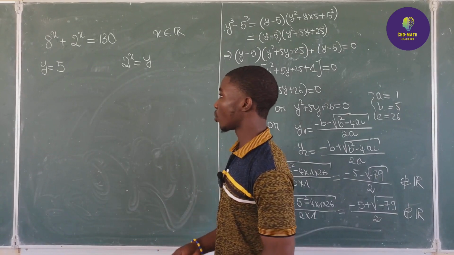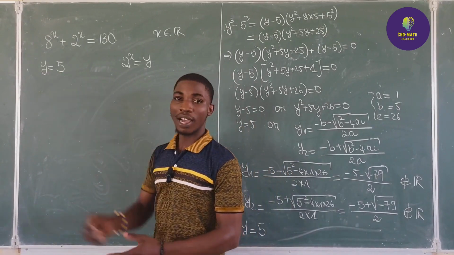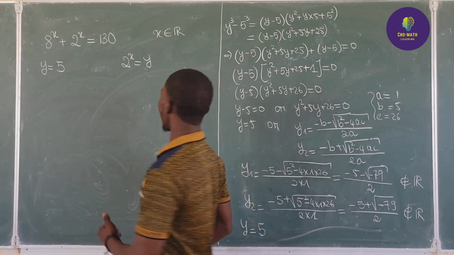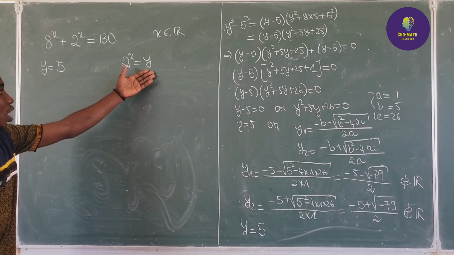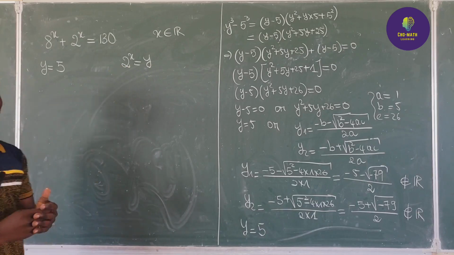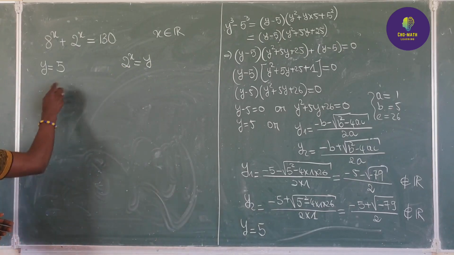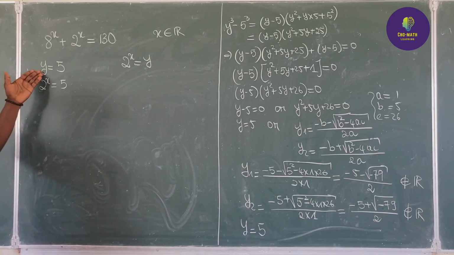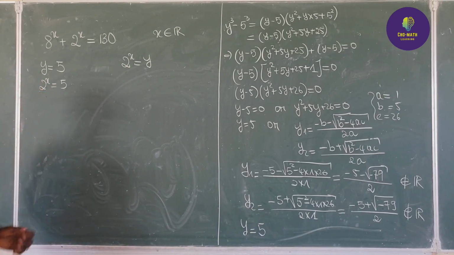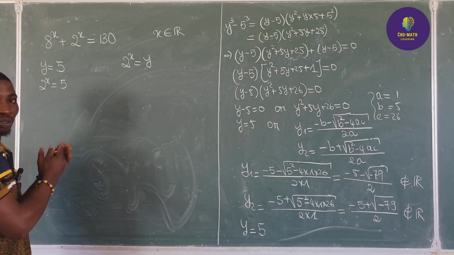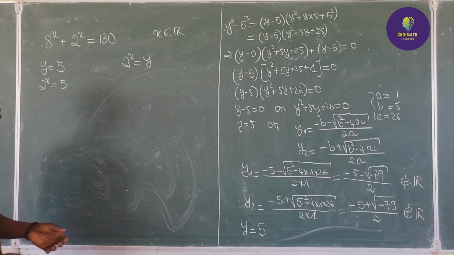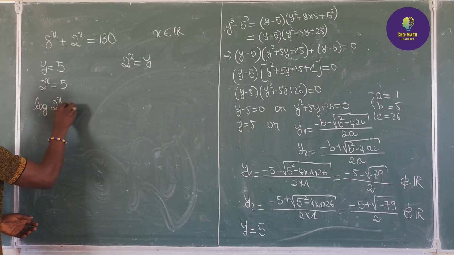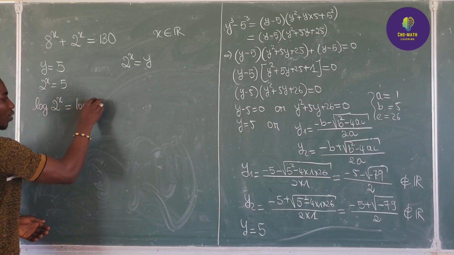We have our value of y to be 5, and remember that 2 to the power x was equal to y. So I'm going to replace y by its value here, and we are going to look for the value of x. That is 2^x will be equal to 5, since y is equal to 2^x. We know how to solve this type of equation. We just apply our log. So we have log(2^x) equal to log(5).